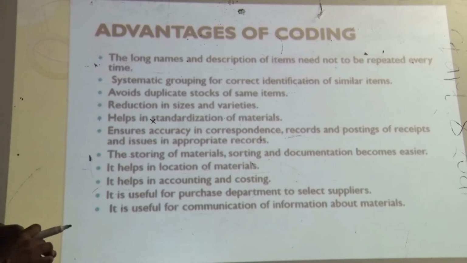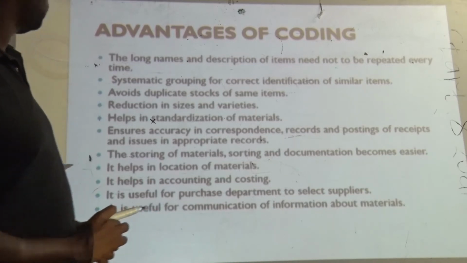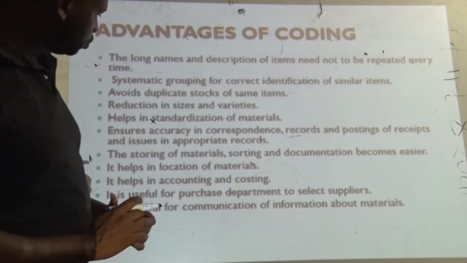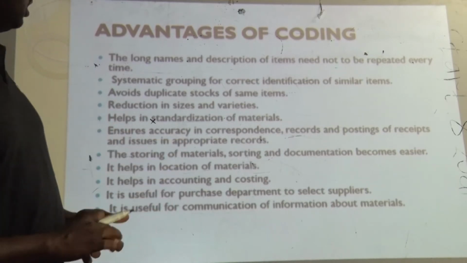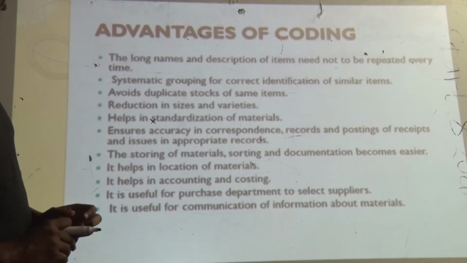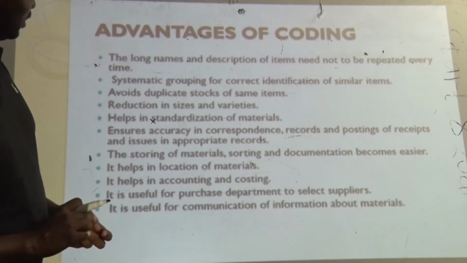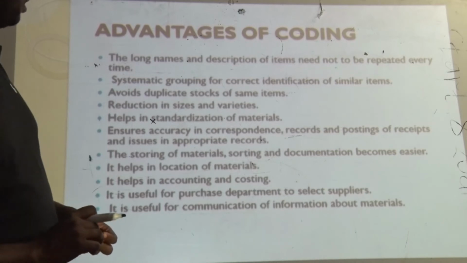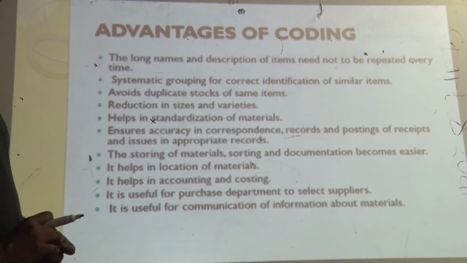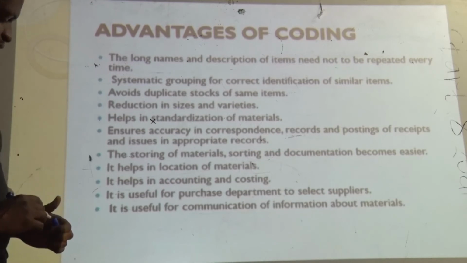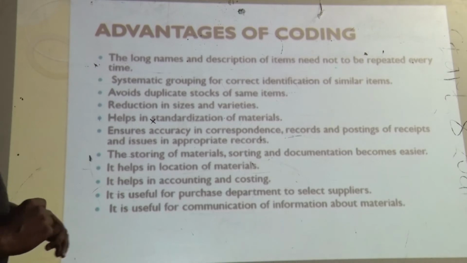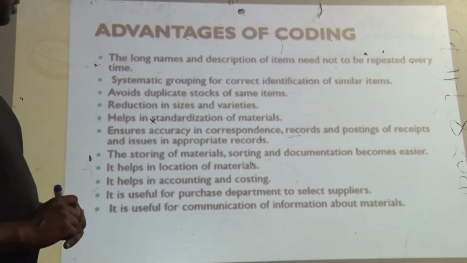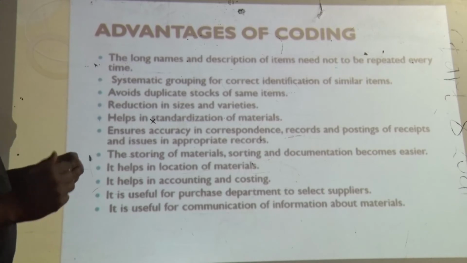The other thing is it allows you to be accurate in the corresponding of records and posting of receipts and issues in appropriate records. So basically accuracy is very important when you're using a code. You just scan the code and you're able to be accurate even in your records and receipts. The other thing is that it allows you to store materials, to sort the materials and document them more easily. So basically coding allows you to document your materials more easily. It also allows you to locate your materials more easily. So locating of materials becomes easy.